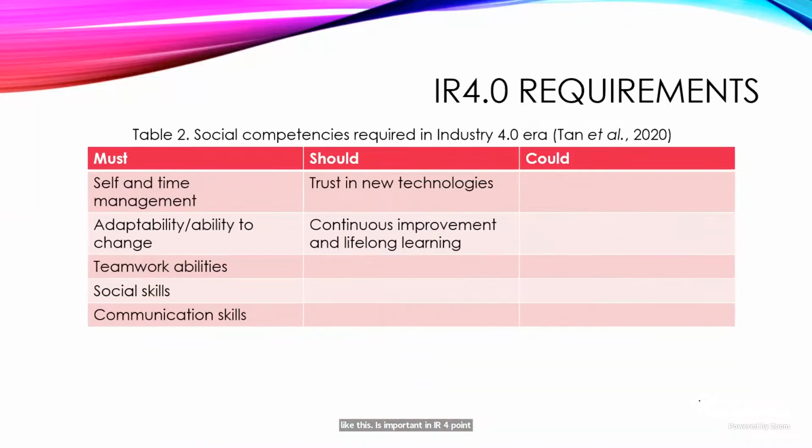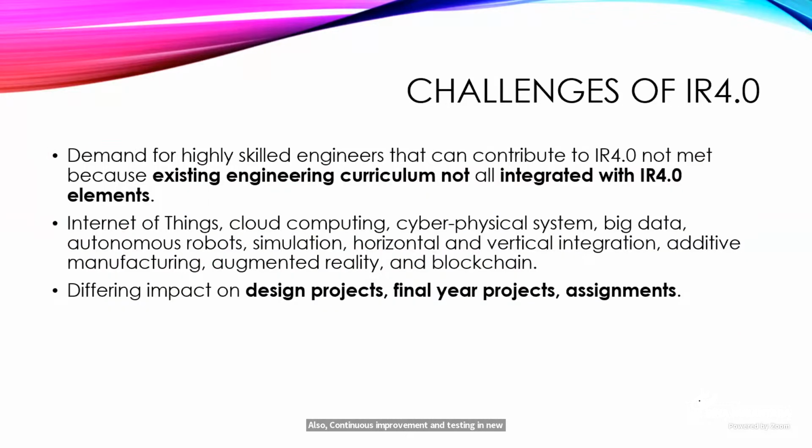Now this is the social competencies. There are only 2 columns here, and this is quite self-explanatory. We have self-time management, ability to adapt to change, teamwork, social skills, communication skills. Also, ability for continuous improvement, and trusting in new technologies. So based on these 2 tables, we have come to the first challenge of IR 4.0.